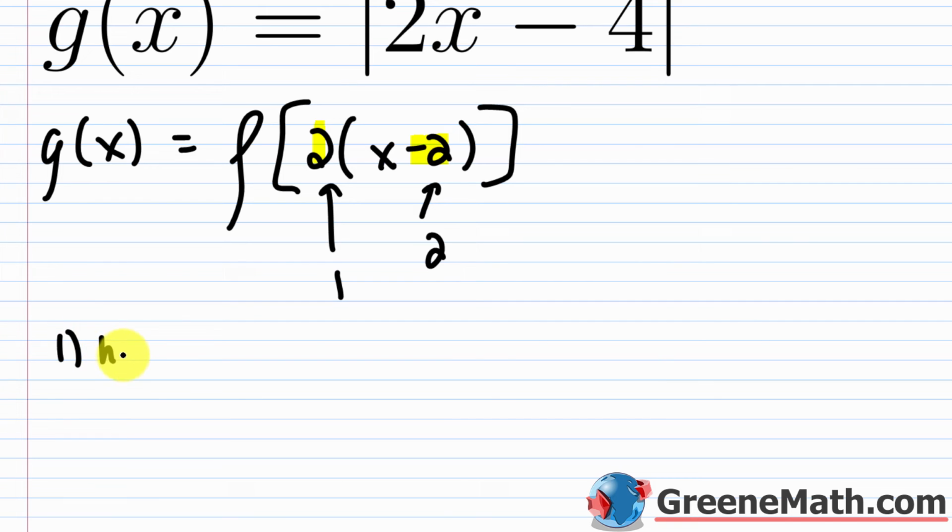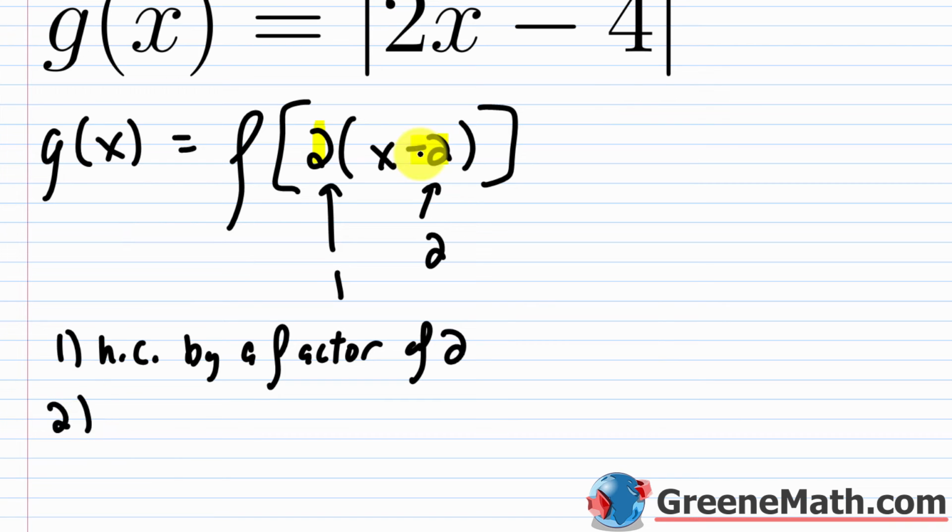So the first thing is we have a horizontal compression by a factor of 2. Again, a lot of people like to say that as a horizontal shrink by a factor of a half. Different terminology, same meaning. You're taking the x coordinate and dividing it by 2 or multiplying it by a half.